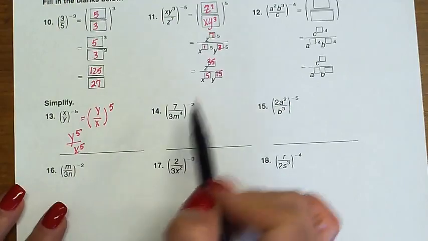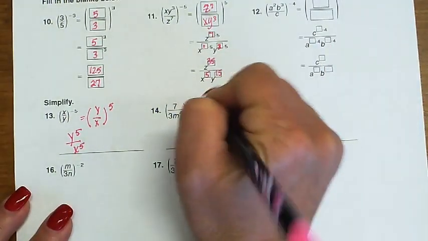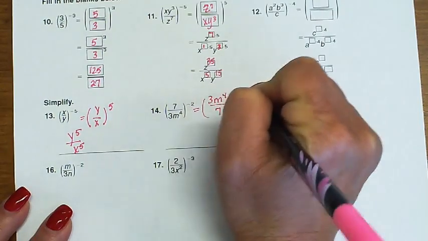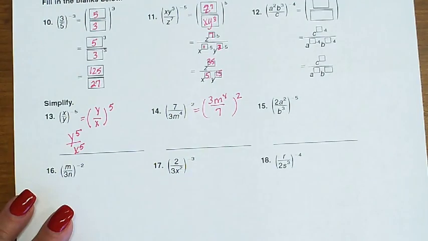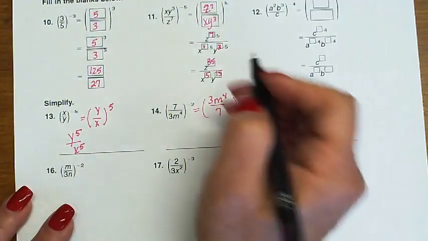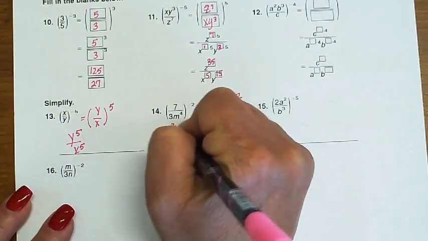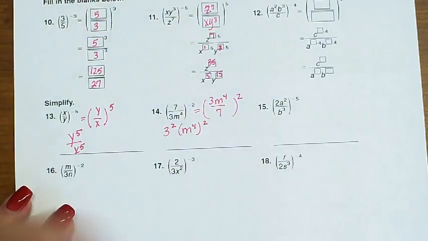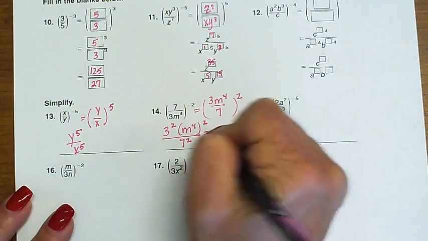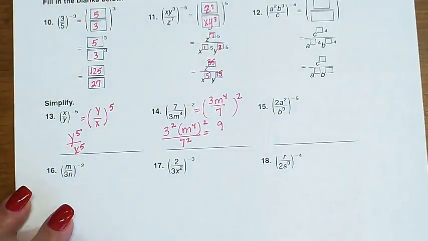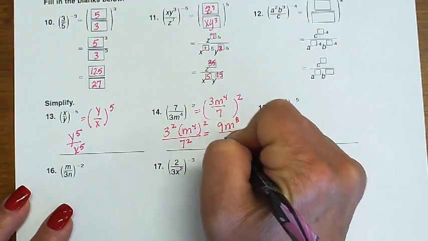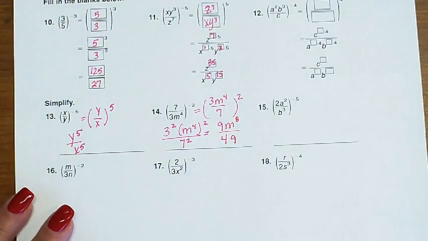Okay, same type of thing over here. If I've got all of this raised to the negative 2 power, the first thing I'm going to do is find my reciprocal and raise that to the second power. So when I do that, remember that 3 gets raised to the second power as well. So this would be 3 to the second power, and then m to the fourth to the second power, divided by 7 to the second power. So we would end up with 3 to the second power, which is 9. M to the fourth to the second power is m to the eighth, and then 7 to the second power is 49. Okay.